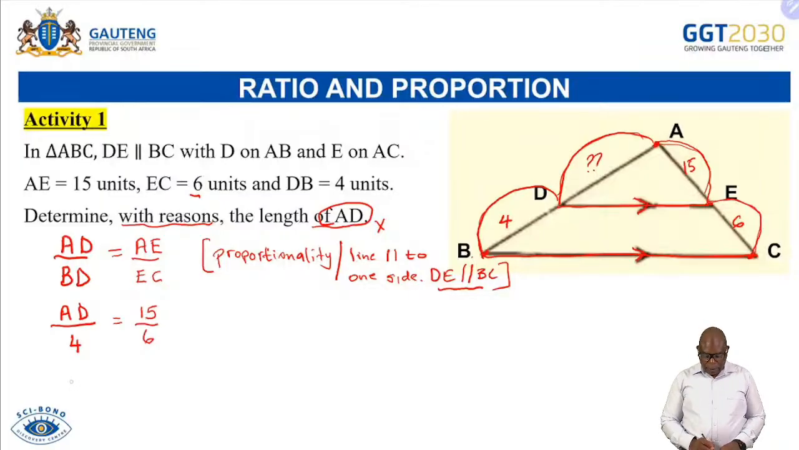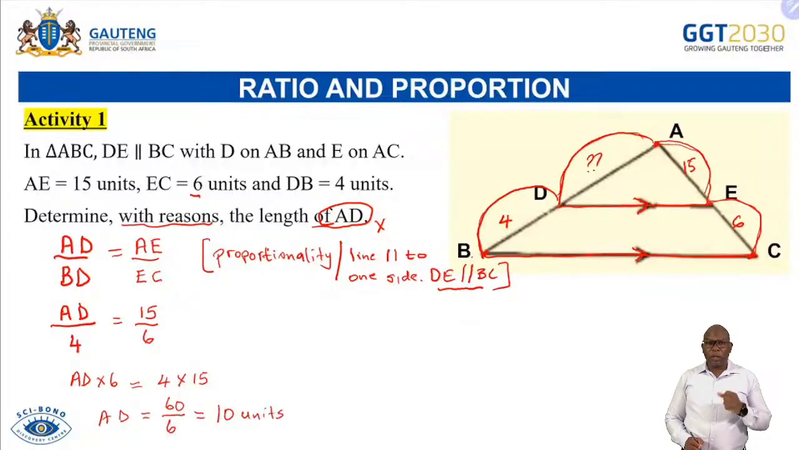So I'll say AD multiplied by 6 equals 4 multiplied by 15. Right? So for me to get AD, AD will be equal to 4 times 15, which is 60, divided by 6. So therefore AD will be 60 divided by 6, which is 10 units.